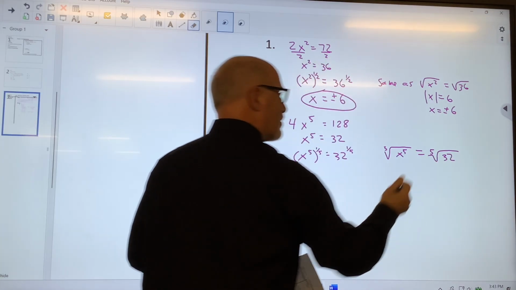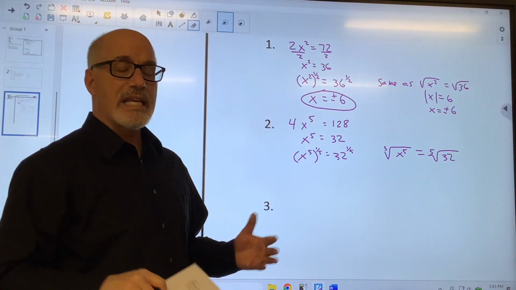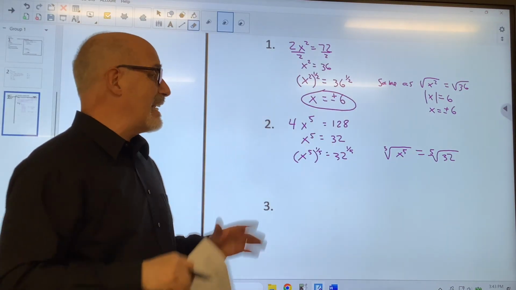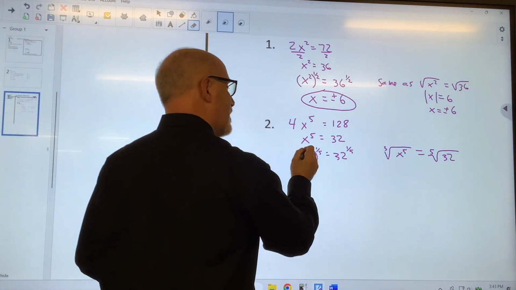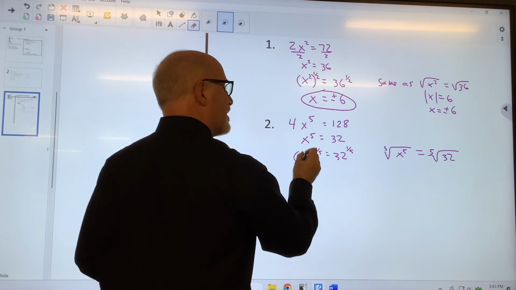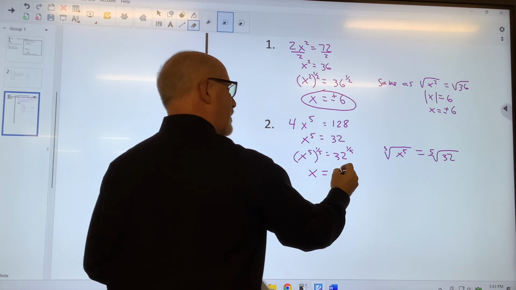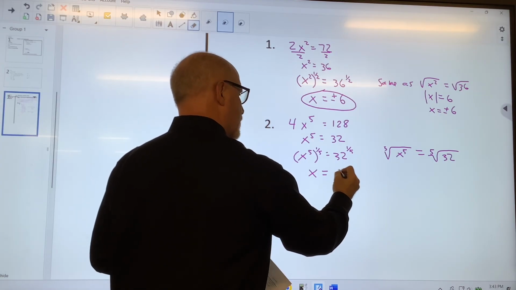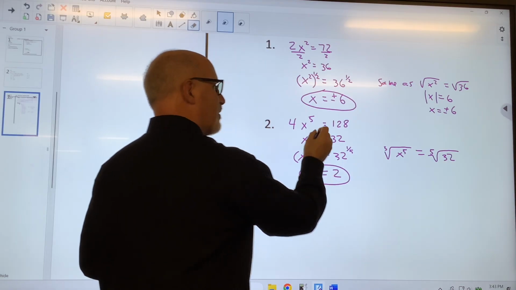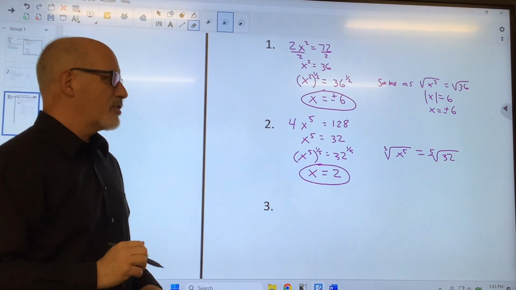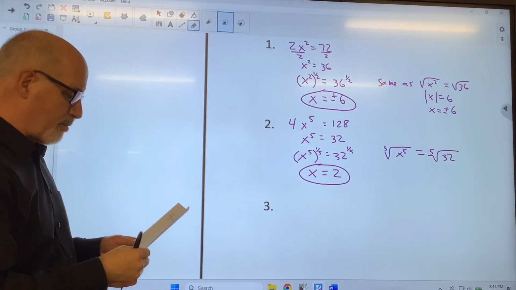Now, many of our calculators you can do 5th roots on, but it's not always easy to find. It's probably easier just to put something to the 1/5 power. X to the 5th to the 1/5 is 5/5, that's x to the 1st. 32 to the 1/5 power is equal to 2. So no plus or minus for this one, because if you put in a negative, it would not work. So when we have an odd one, don't include the plus or minus.